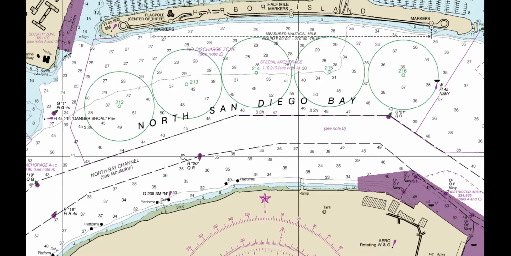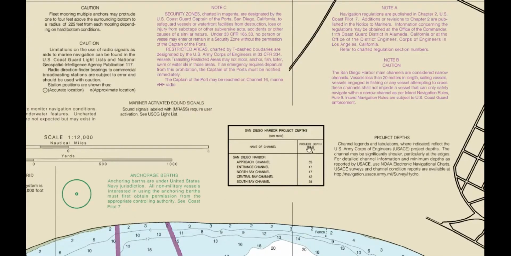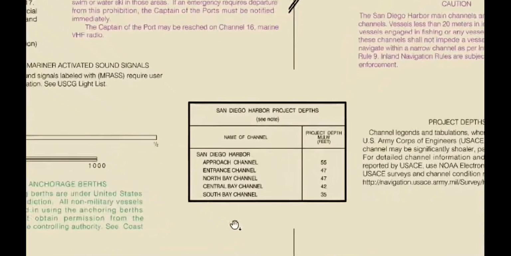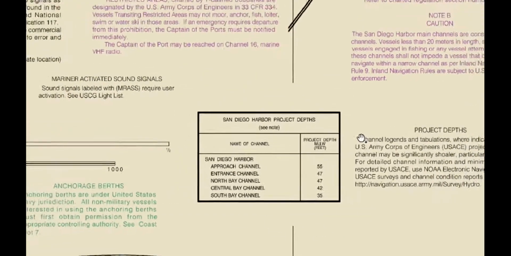Since we're talking about depths, you notice there are no depth soundings in our actual channel that we will be transiting. If I come back down to around where note alpha was, I see San Diego Harbor project depths. This tells me that the approach channel is 55 feet, the entrance channel 47 feet, and so on. Anytime you have a dredged channel that doesn't have depth soundings within it, somewhere on the chart there will be a depths box telling you what to expect from the depths of the channel.